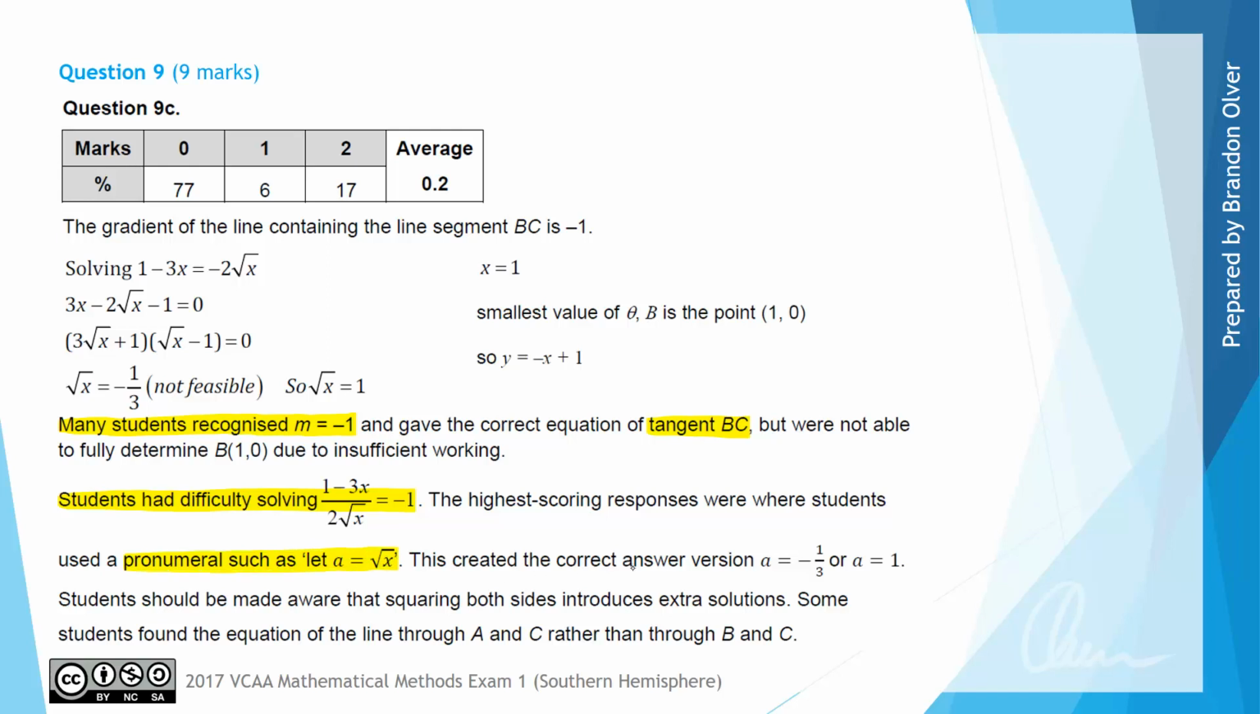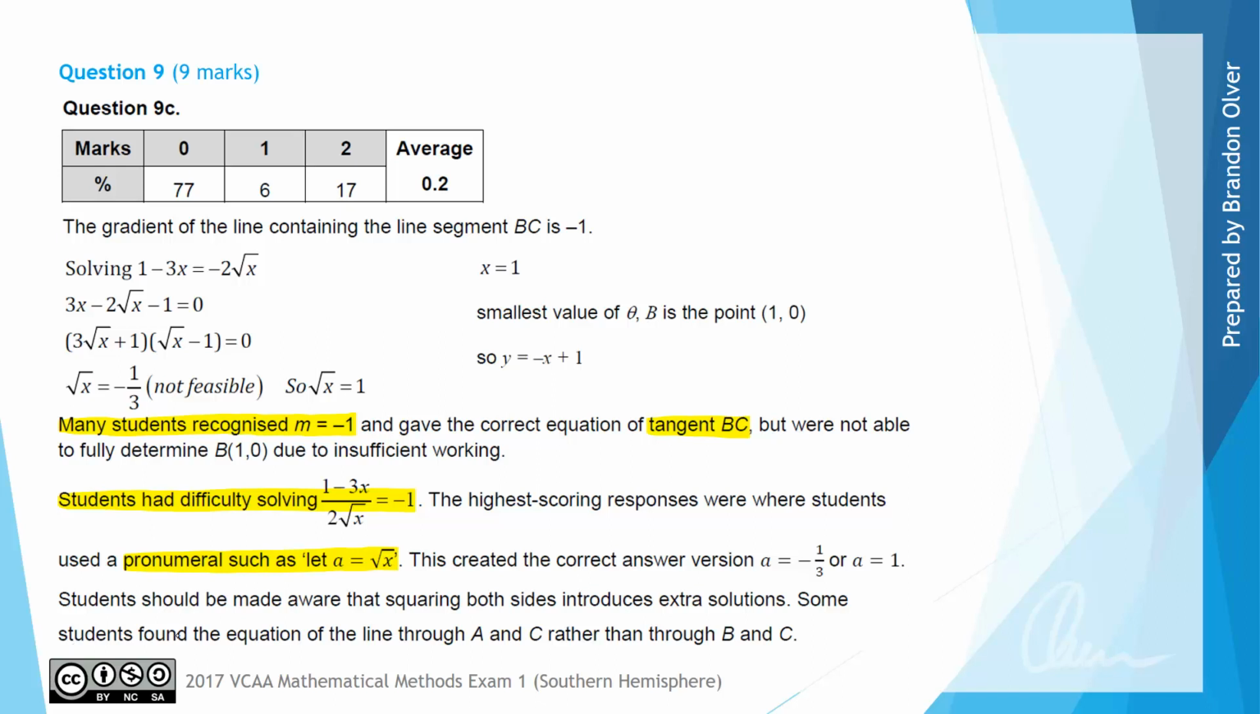This created the correct answer versions of a equals -1/3 or a equals 1, and then we could just remember that a was the square root of x. Students should be made aware that squaring both sides, which was a potential way to solve this problem, does in fact introduce extra solutions.